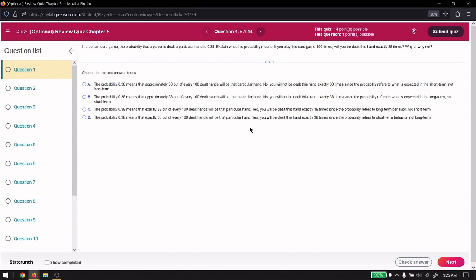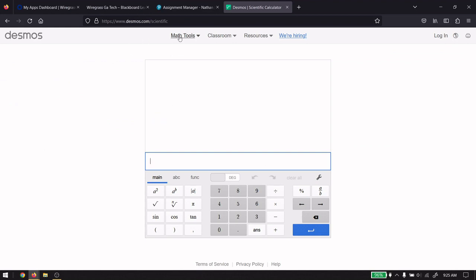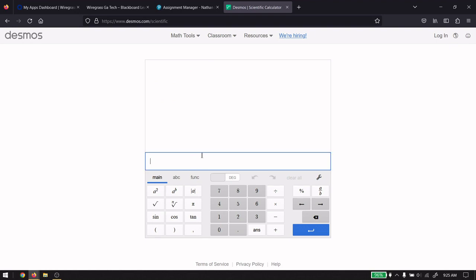So here we have the review quiz for chapter 5, and this is all about probabilities. You don't necessarily need StatCrunch to do these things, but I can show you a little bit of how you can use it to solve these kinds of problems. What you do want to have is some kind of scientific calculator, preferably some kind of graphing calculator. A good calculator to use for these things would be Desmos, and then just go into scientific calculator here. It allows you to type in your input here, and then you can adjust your input, whatever you need to do. It's a great calculator to use for this kind of work.